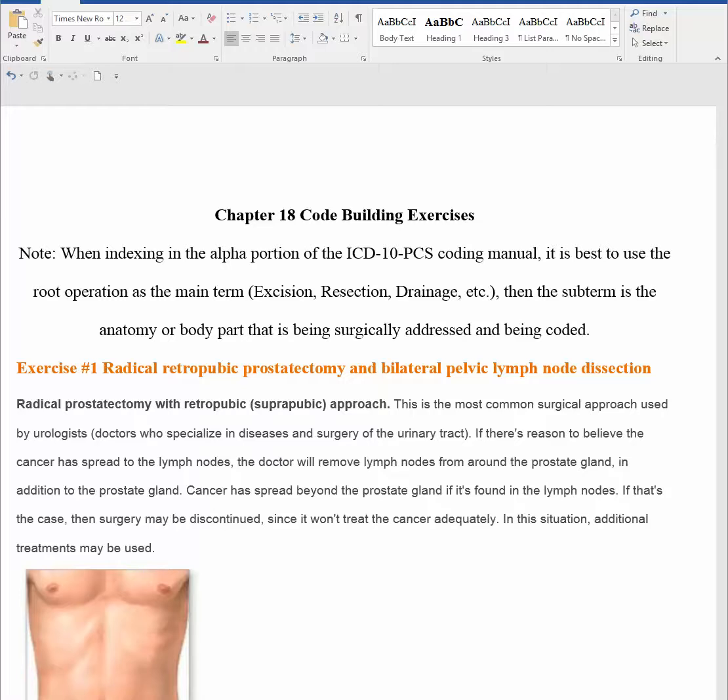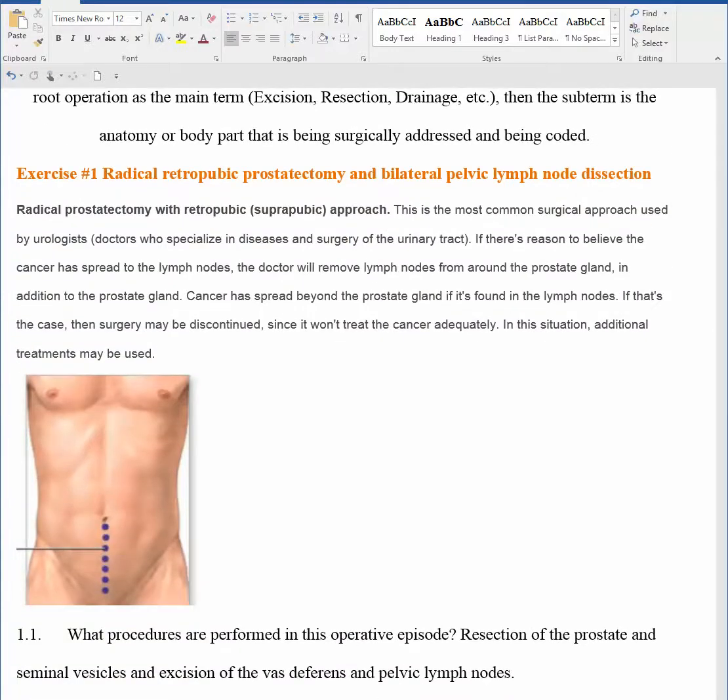So if we first look at chapter 18, we have those code building exercises at the end of chapter 18 before the check your understanding. The first one of that particular set is a radical retropubic prostatectomy and a bilateral lymph node dissection.